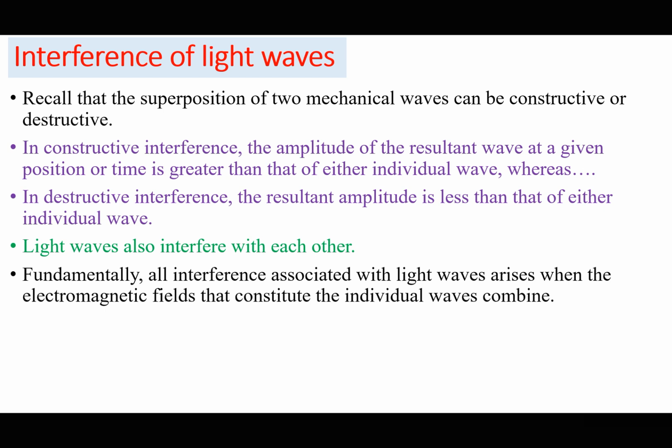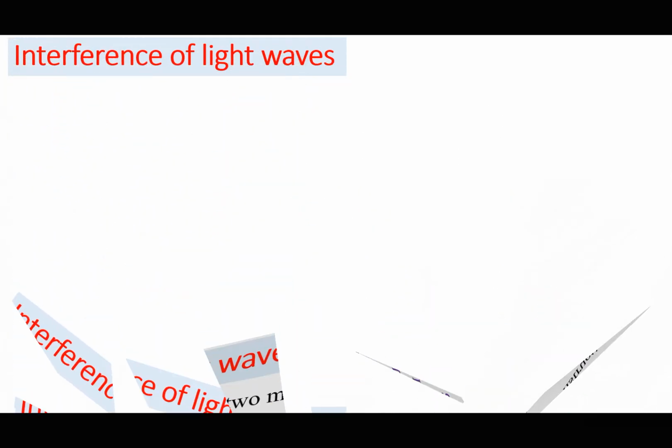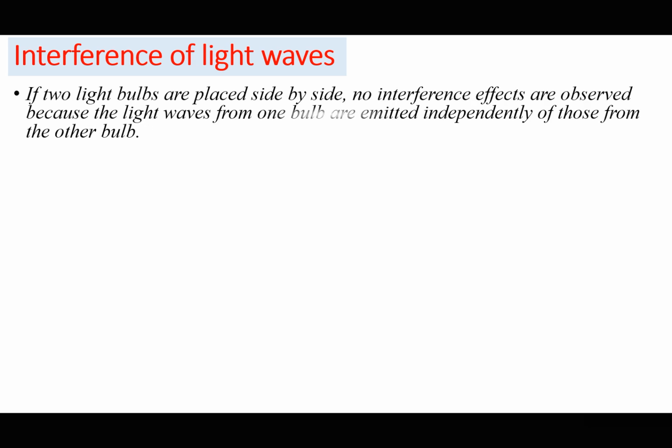So let's think of two bulbs placed side by side. Does it mean that two bulbs placed side by side will produce interference patterns? These are now going to be two sources of light. Will they produce interference patterns? Probably not. If we have two light bulbs placed side by side, no interference effects are observed, because the light waves from one bulb are emitted independently of those from the other bulb, even if the two bulbs or lamps are joined to the same source.